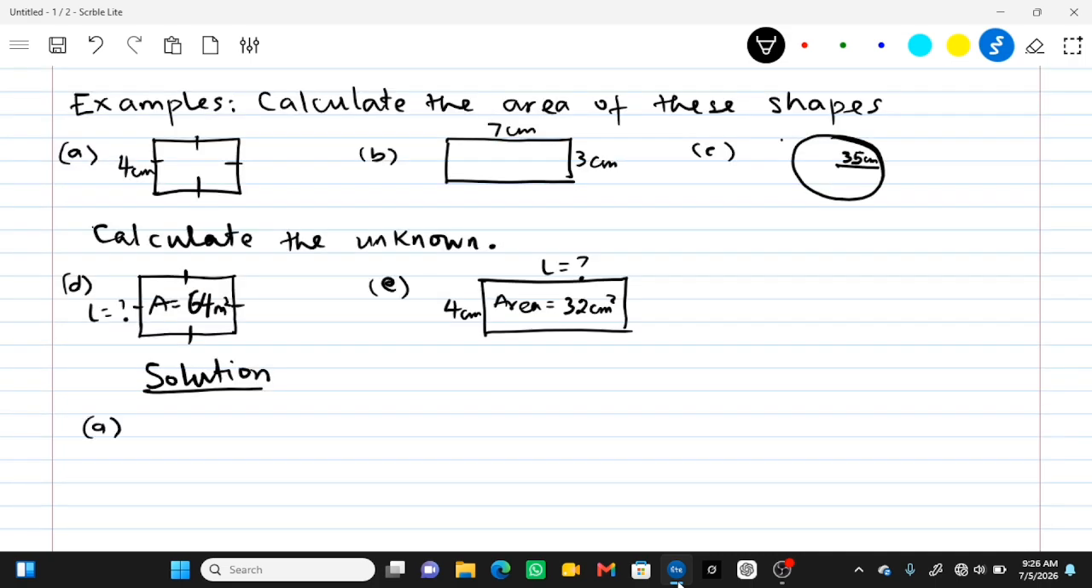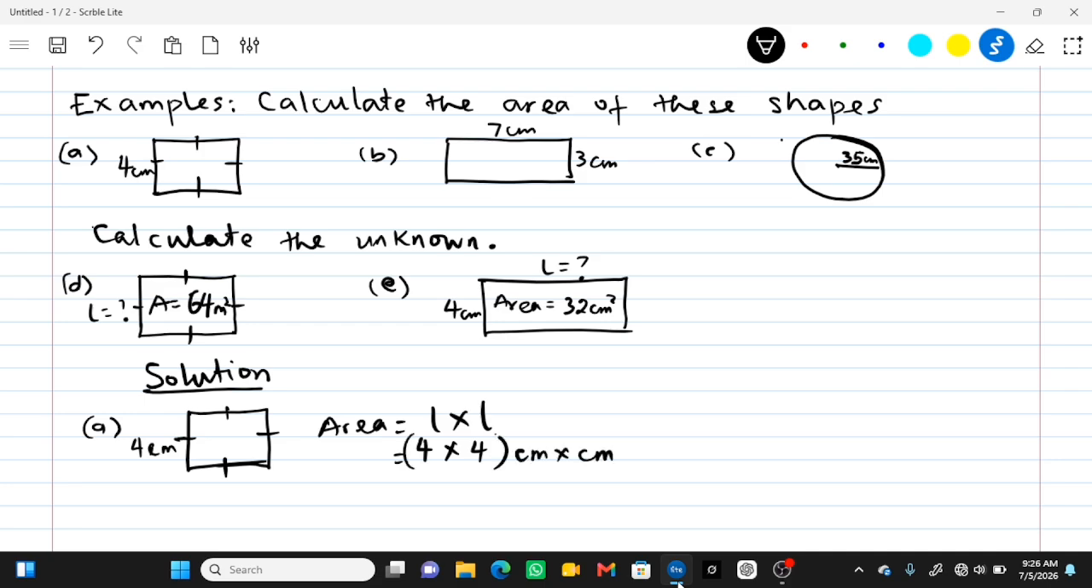The first one, you have the shape like this. Remember, this is a square, and the length is 4 centimeters. So area is equal to length times length, and the length is 4 centimeters. That is 4 times 4 centimeter times centimeter. So 4 times 4 will give us 16. Centimeter times centimeter will give us centimeters squared.